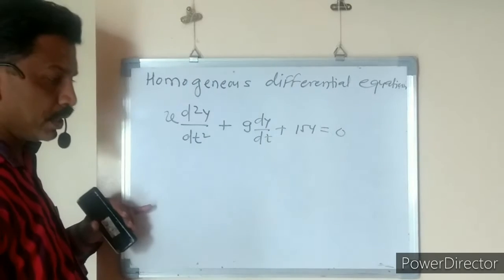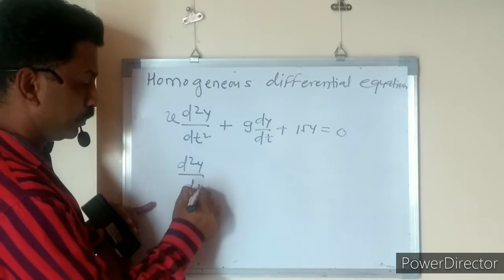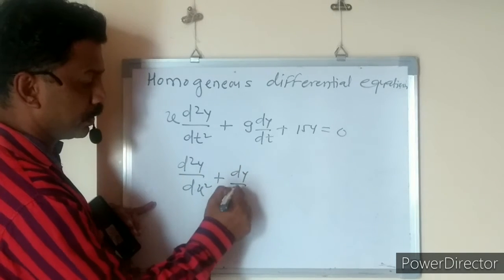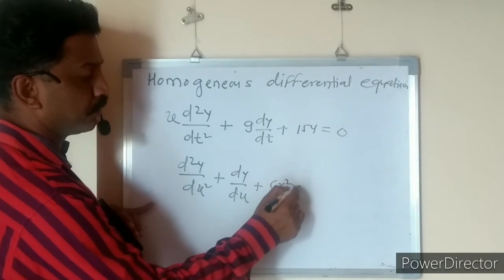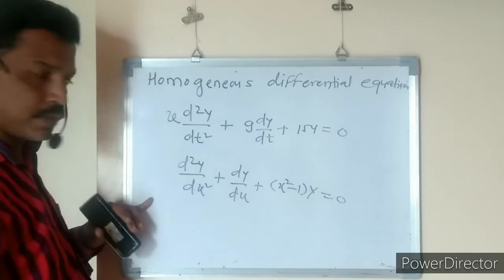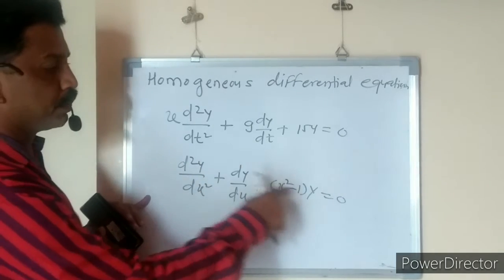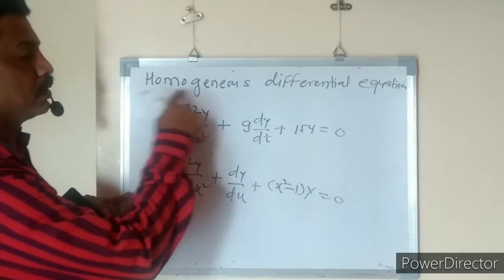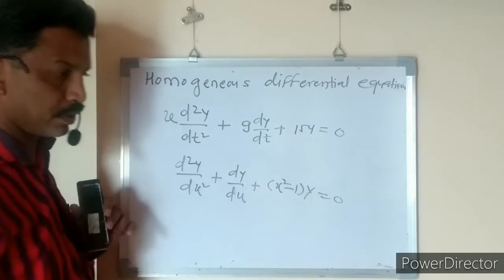If we take one another example, that is d2y by dx square plus dy by dx plus x square minus 1 into y equal to 0. In this equation also the dependent variable y is present, here also the dependent variable y is present, here also the dependent variable y is present. Therefore such type of equation is known as homogeneous differential equation.